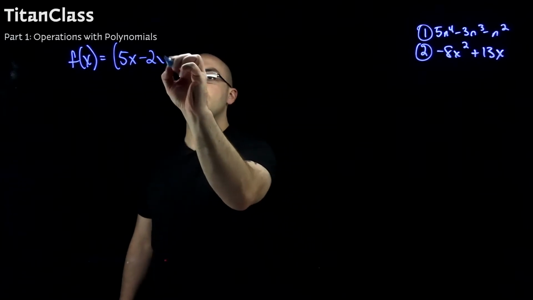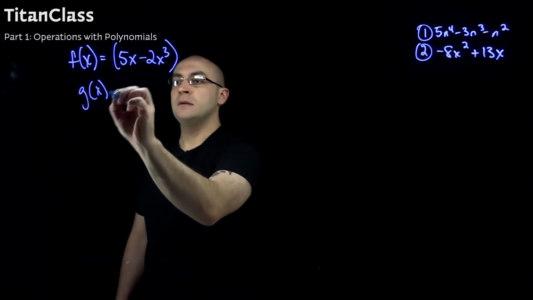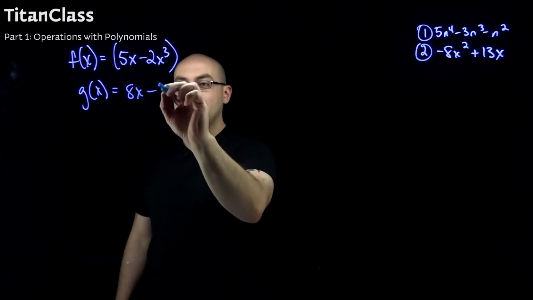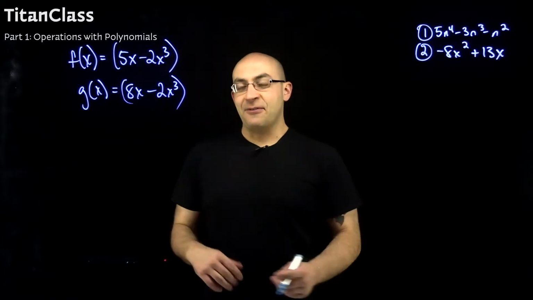5x minus 2x to the 3rd. And then g of x is 8x minus 2x to the 3rd. Be right back. Okay, so I've got f of x and I've got g of x.